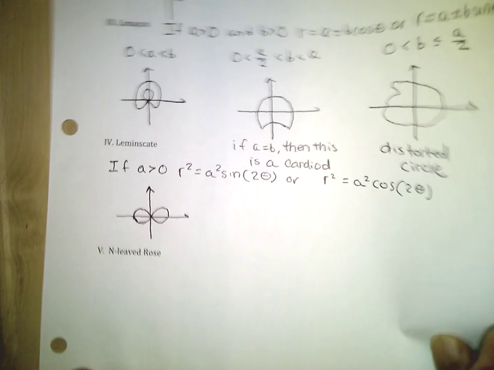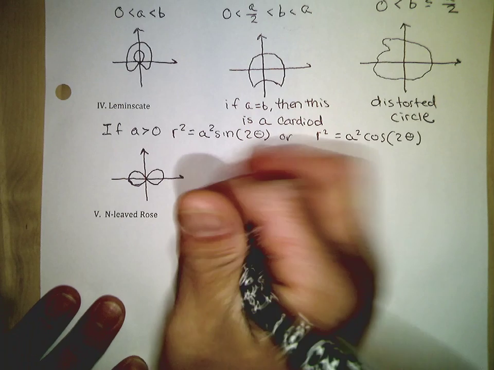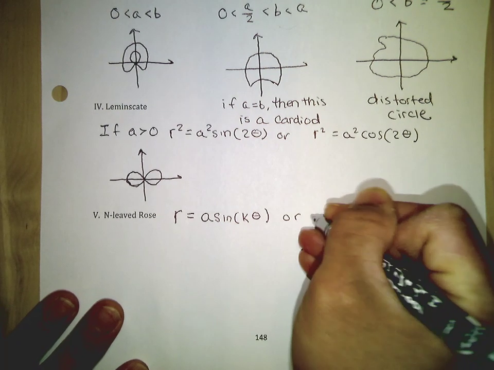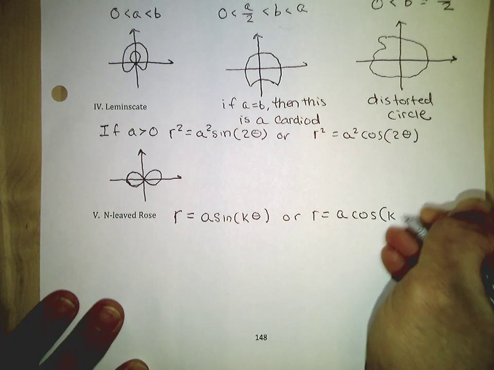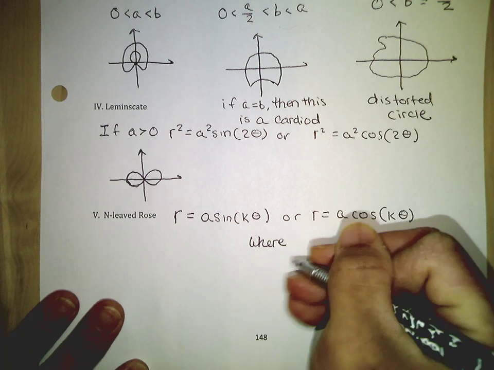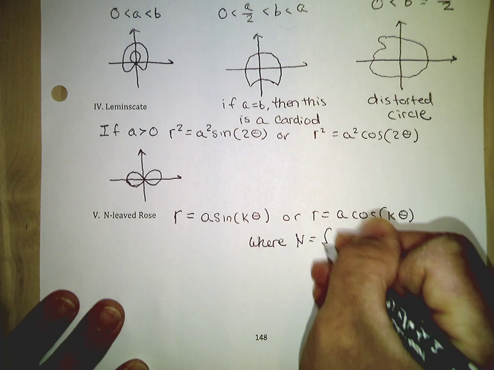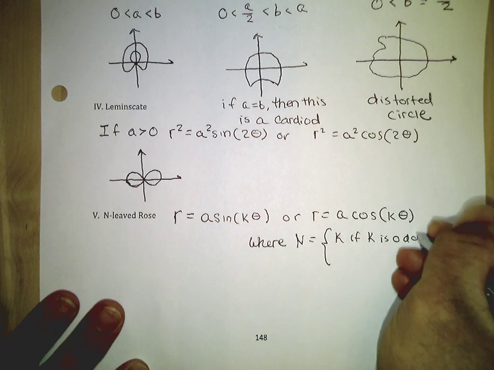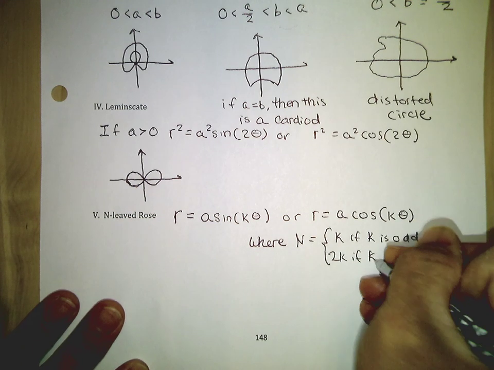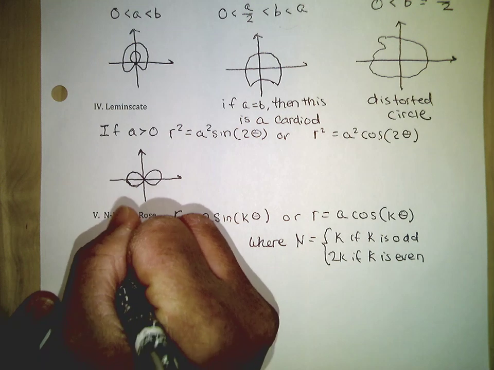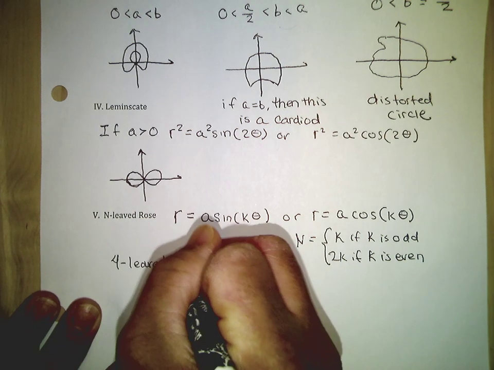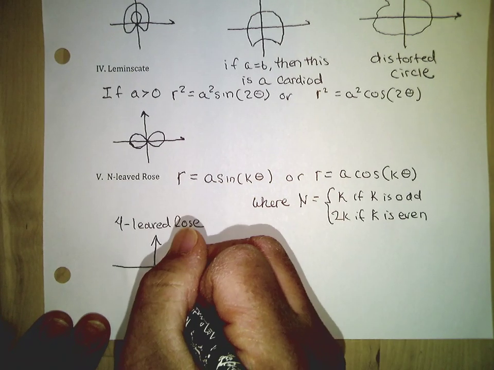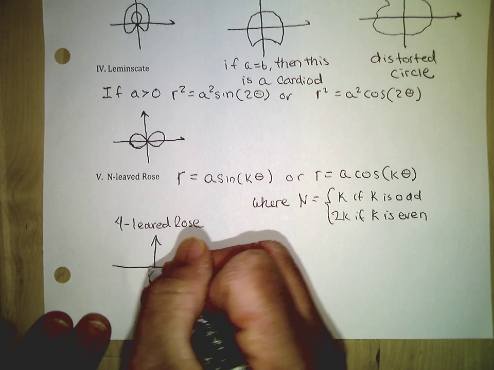Now, for an n-leaved rose, if you have r = a sin(kθ) or r = a cos(kθ), the number of leaves of the rose, n, is k if k is odd, and 2k if k is even. So here is an example of a 4-leaved rose. Again, this is just an example, but you could draw any number of leaves on here. You just have to have the proper equation for it.